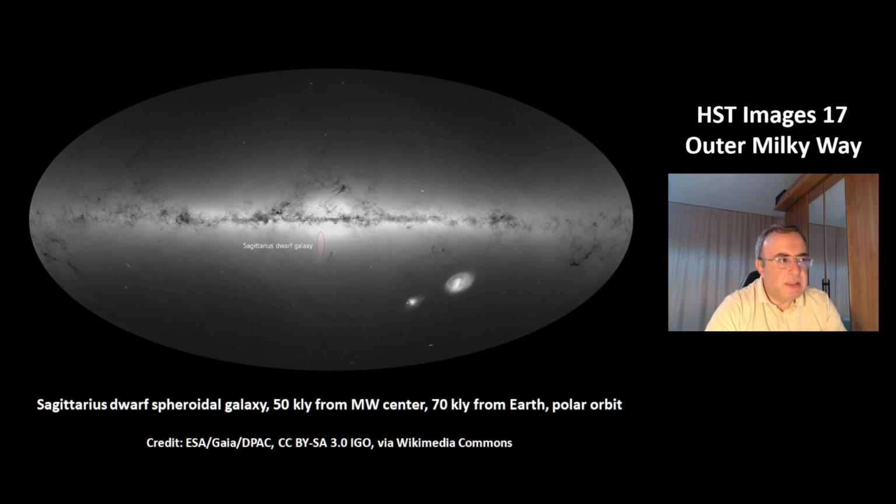There's another dwarf galaxy, the Sagittarius dwarf spheroidal galaxy. It is here. It is at a distance of 50,000 light years from the Milky Way center, and its distance to the solar system and Earth is 70,000 light years. This dwarf galaxy is on a polar orbit around the Milky Way Galaxy. It's like this.